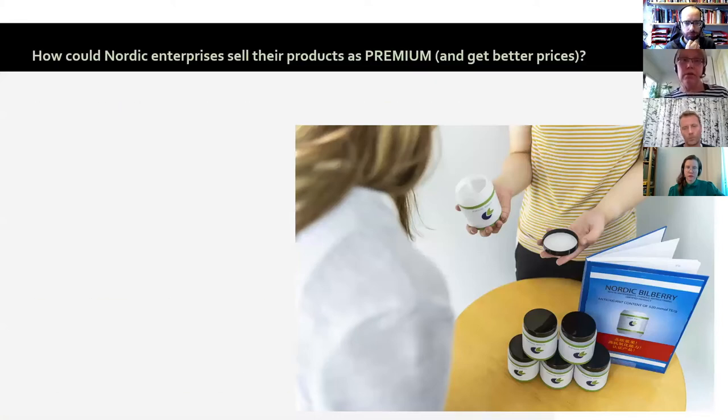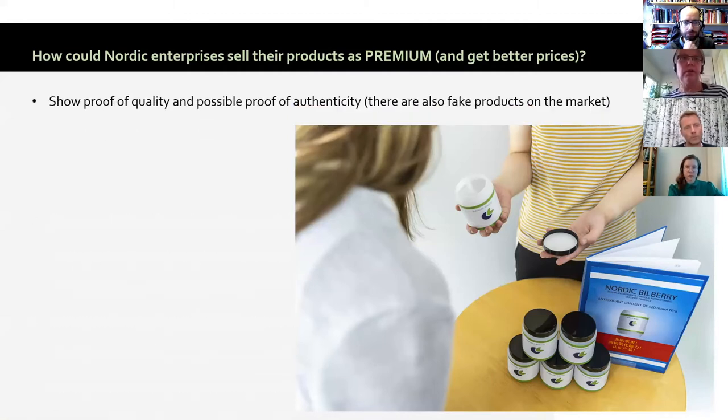And to conclude, the question remains, how could Nordic enterprises sell their products as premium products and get better prices? Of course, they should show proof of quality and possible proof of authenticity, because there are also fake products on the market. It's good to tell stories behind your product and company history, for example. You should invest in marketing and packaging.